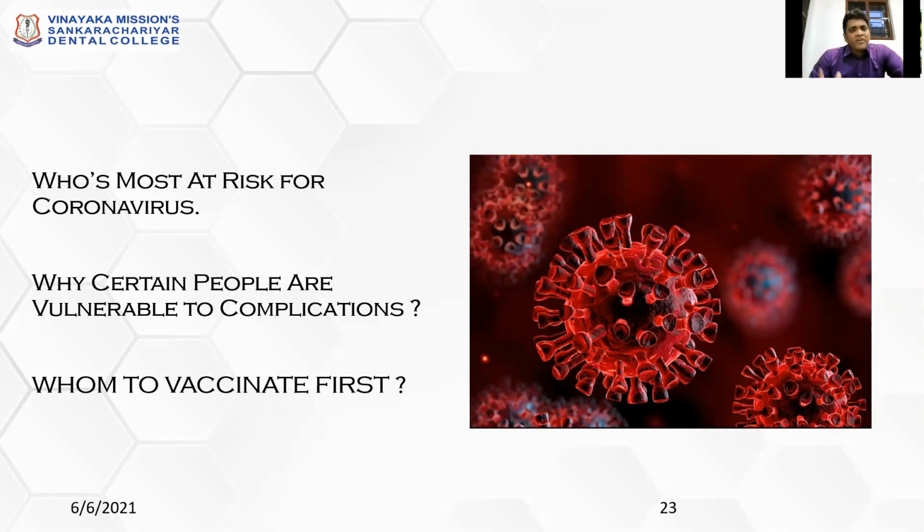Why are certain people vulnerable to complications? Why are we vaccinating people above 45 years of age with a systemic problem like diabetes? They found out that people with diabetes and other systemic problems have more chances of COVID death. So this is a risk assessment, checking who is more prone to COVID-19 and whom to vaccinate first.